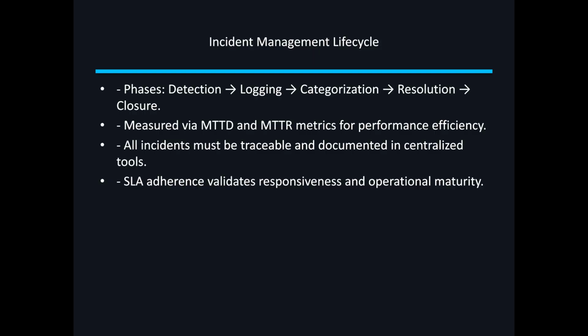So, from an auditor's standpoint, three factors define the maturity of incident management. First is timeliness, measured by mean time to detect and mean time to resolve. Consistency, all incidents follow a uniform escalation path. And documentation, every incident log includes timestamp, personnel involved, and corrective action.